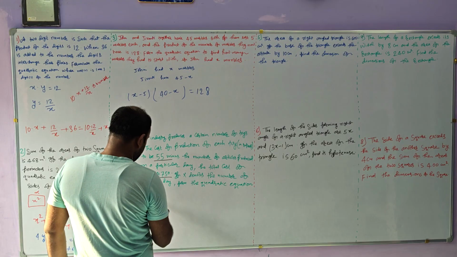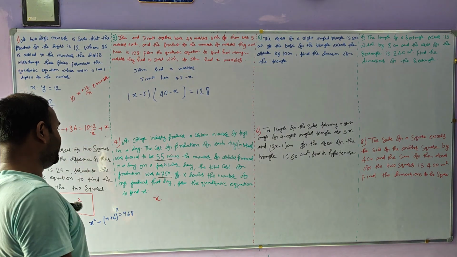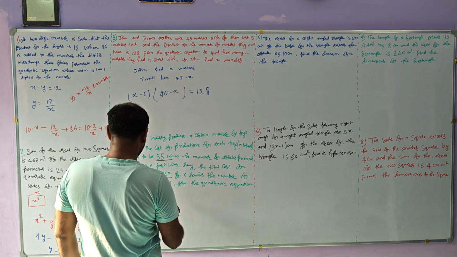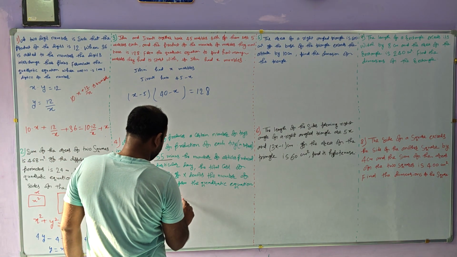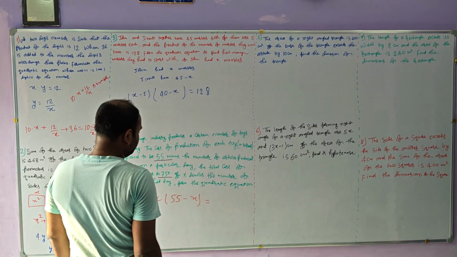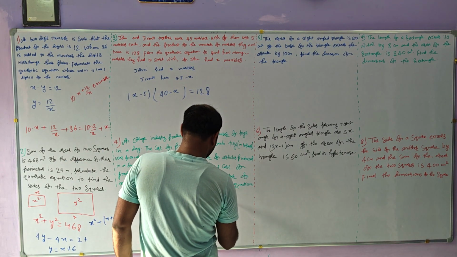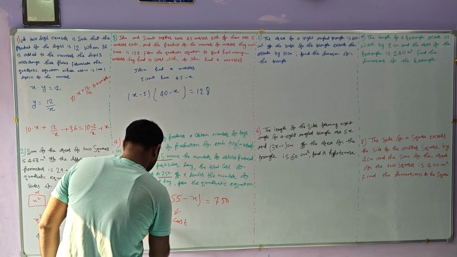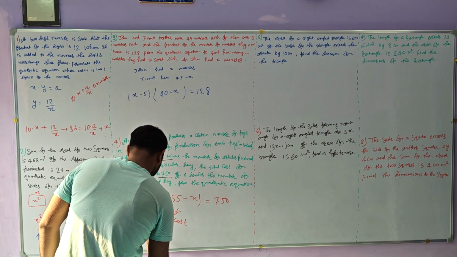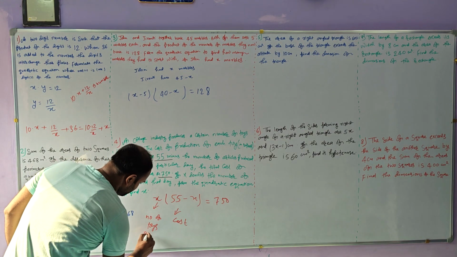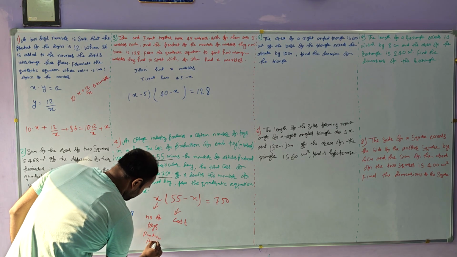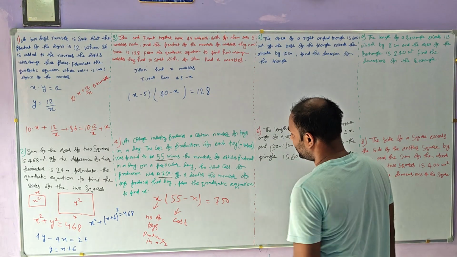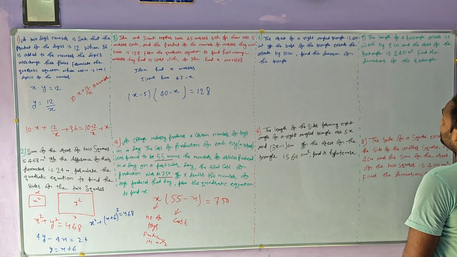Let x be the number of toys produced in a day, and the cost is 55 minus the number of articles produced in a day, that is 55 minus x. That becomes 750. The cost multiplied by the number of toys produced in a day becomes 750. We solve the quadratic equation and get the value of x.